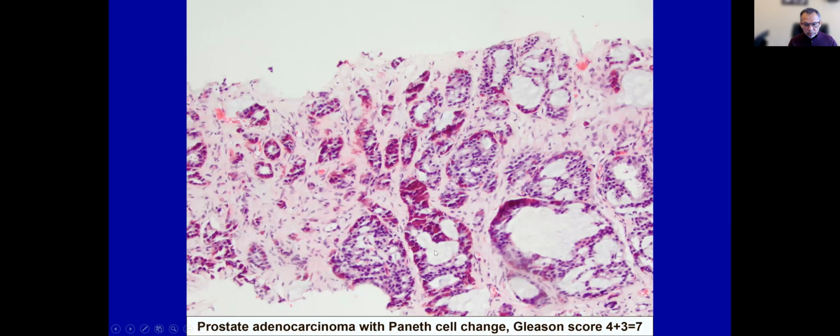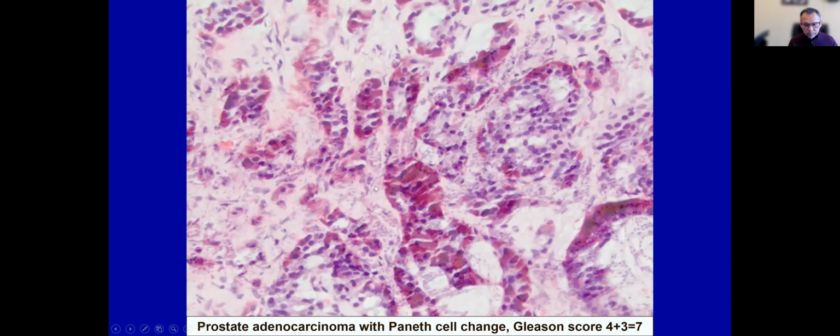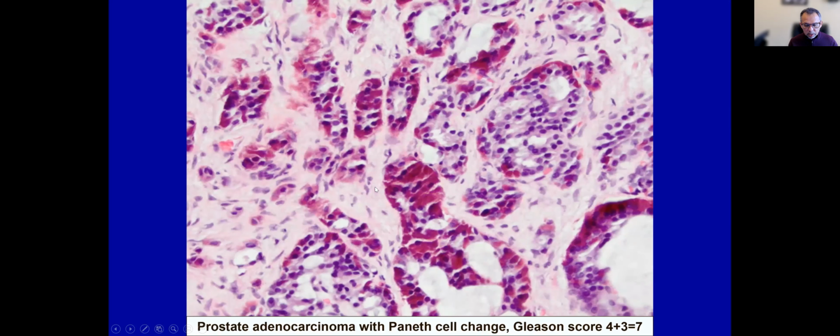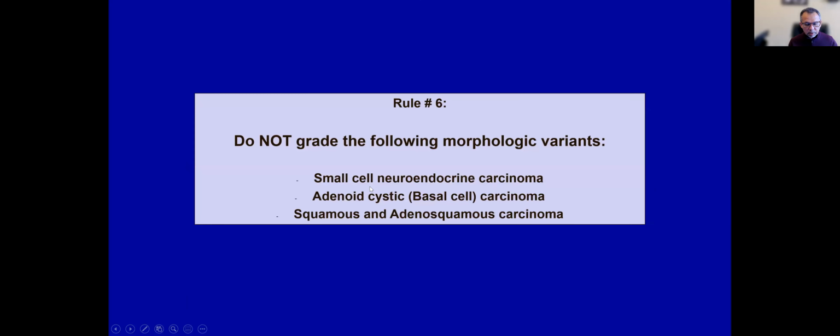Here is an example of a gland forming prostate cancer with Paneth cell-like metaplasia or Paneth cell-like change. That should not be overinterpreted as an evidence of a small cell neuroendocrine differentiation. It is a form of a neuroendocrine change, but it is not associated with specific adverse prognosis. So you have to grade based on underlying architecture of the tumor. Example like this would be 4+3=7.